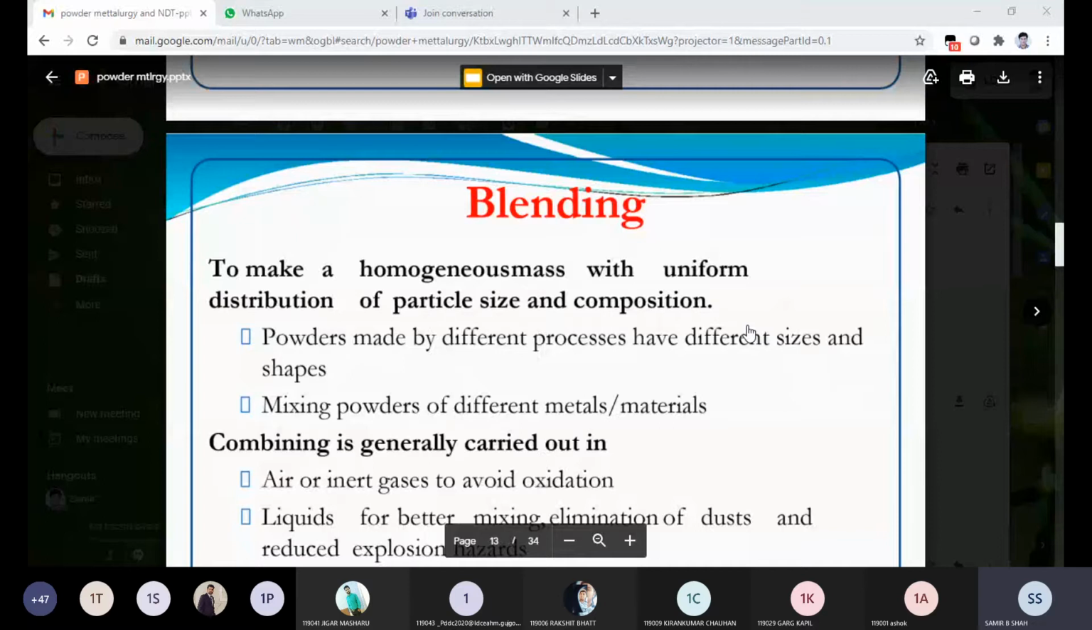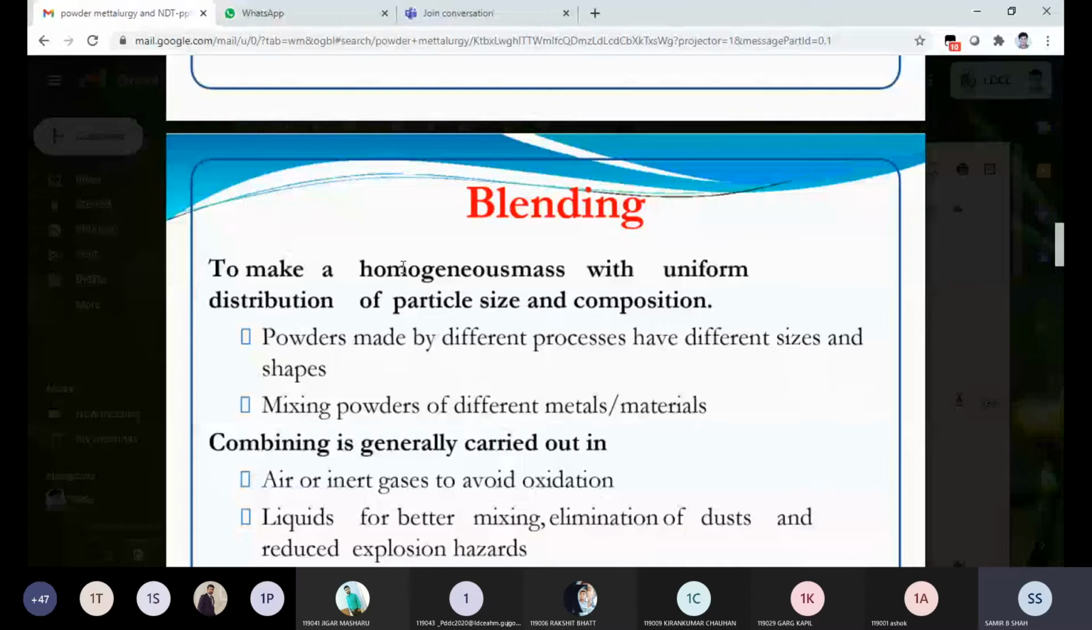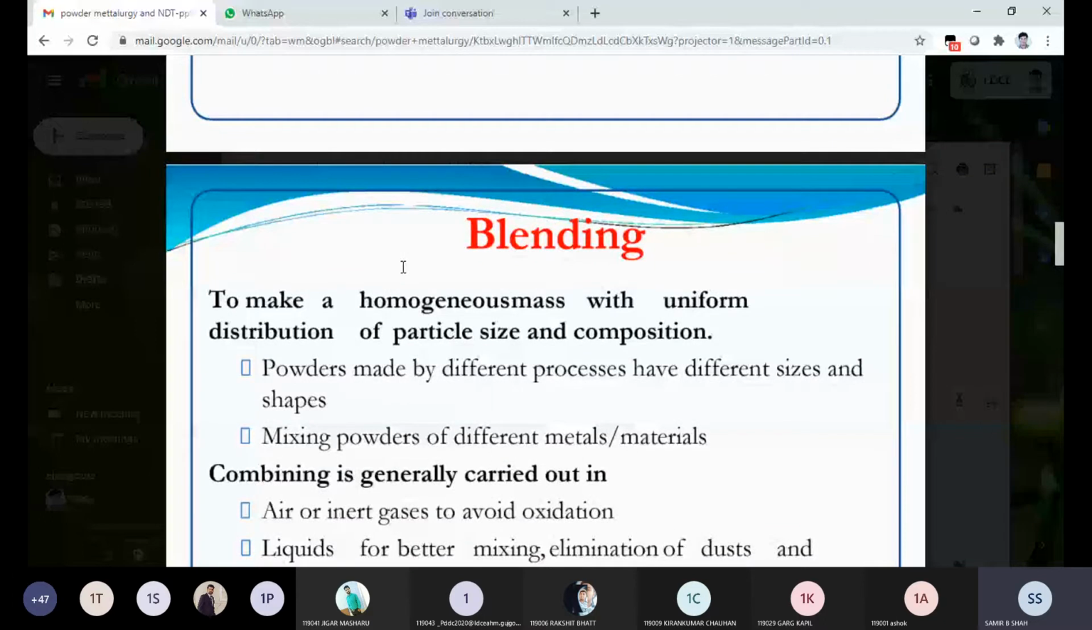Each and every particle should be managed properly and uniformly at every place. If that is not possible, then definitely it may raise the porosity, and the part may fail at the time of use. So blending is a very important point after the mixing process, to make a homogeneous mixture with uniform distribution of particle size and composition.